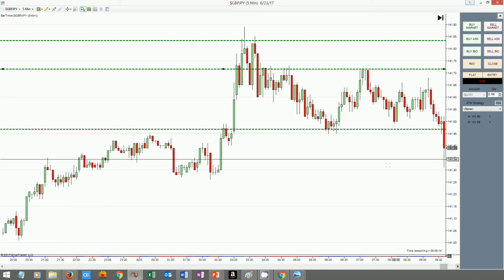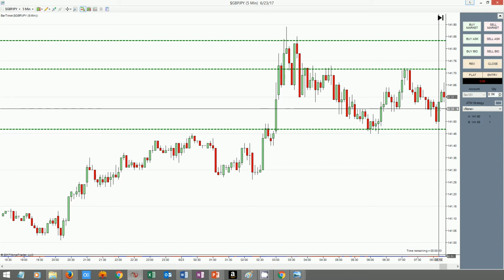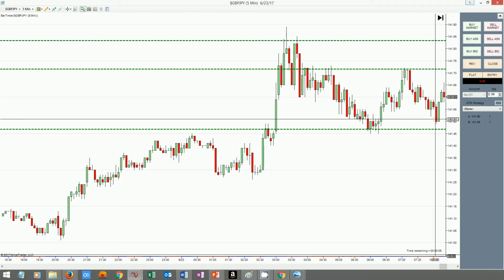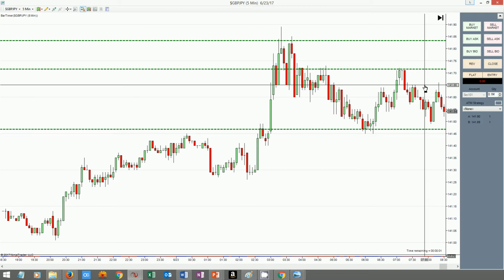And I usually trade with a 10 tick profit target. So here you would have hit your 10 ticks, especially if you started at 53 or 54. You would have hit your 10 tick target there.